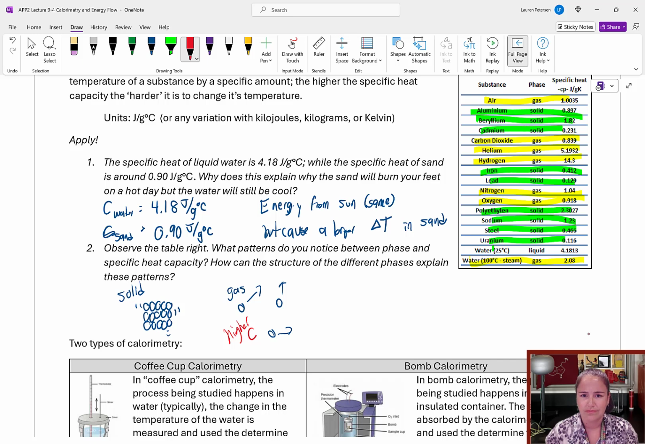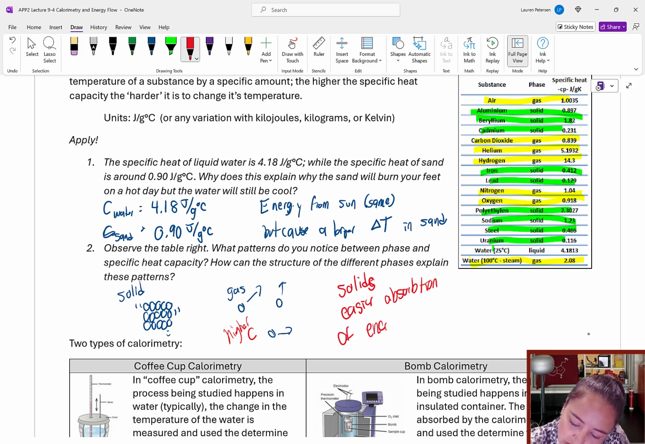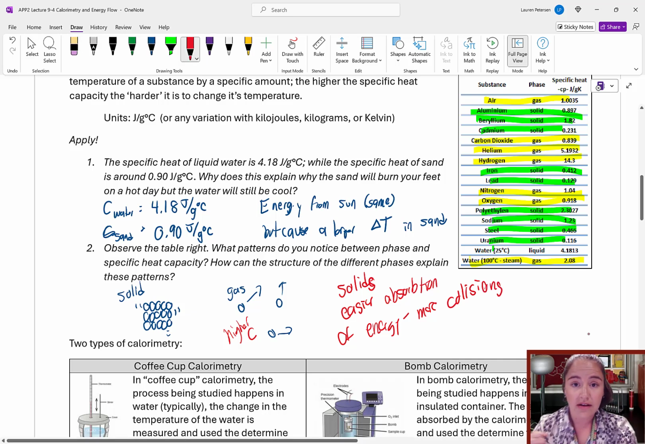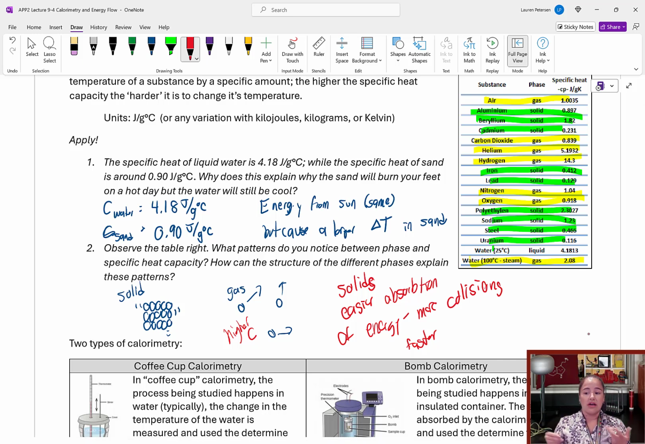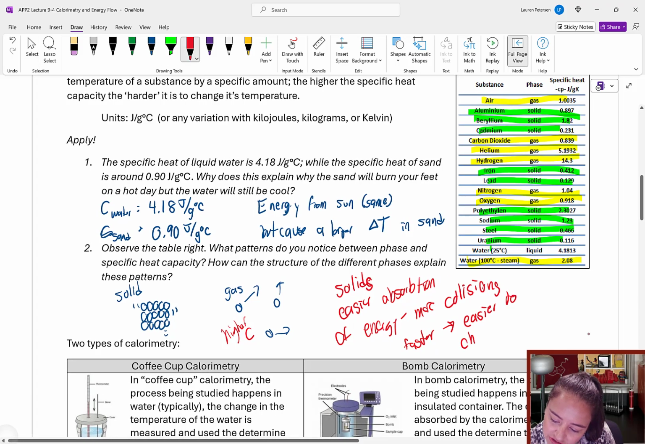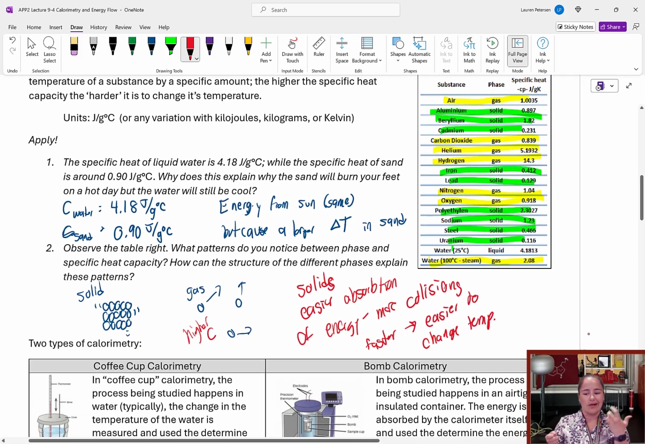Well, why? How does heat transfer? Well, heat is the movement of the particles. And if you're a solid and all of your particles are touching, they're all moving, it's going to be easier for it to absorb that energy. Solids have easier absorption of energy because they can do more collisions. Remember, that's the basic of all energy transfer, but they can do more collisions faster. So they generally have lower specific heat capacities. You can think of it as easier to change the temp. It'll have a lower specific heat capacity. Lower C.